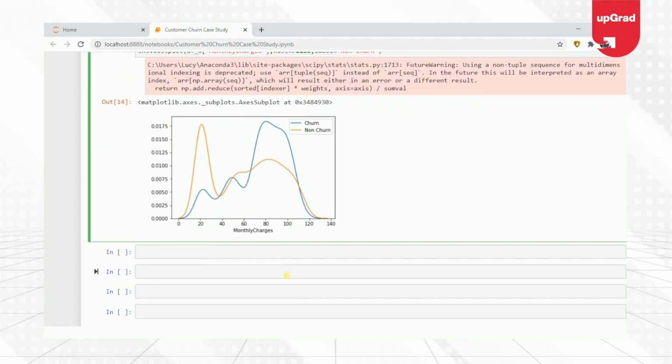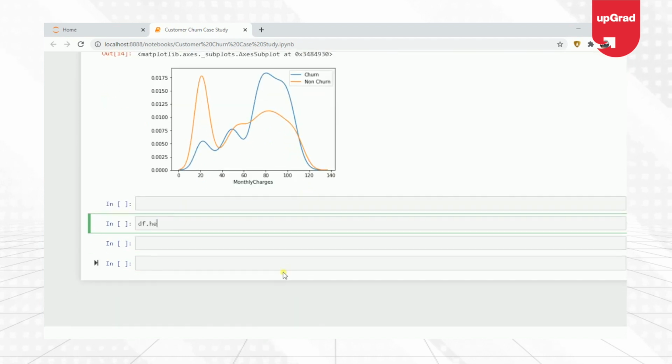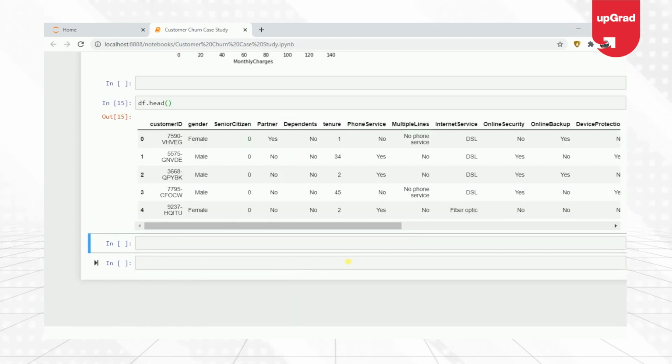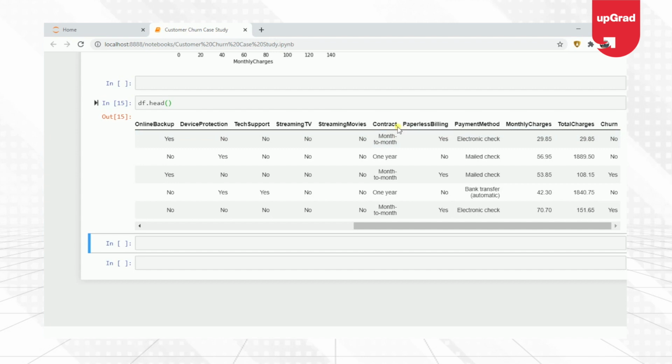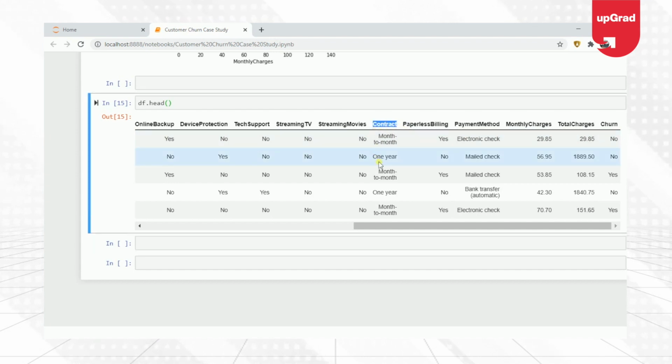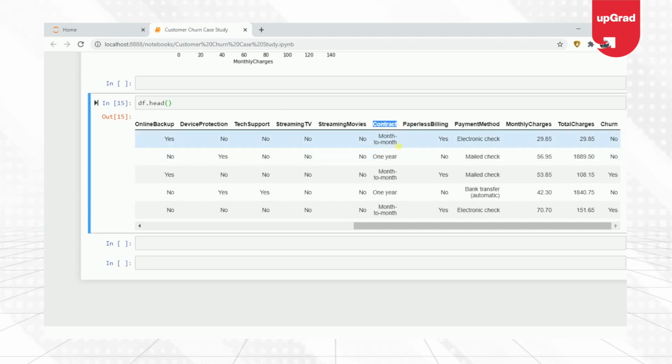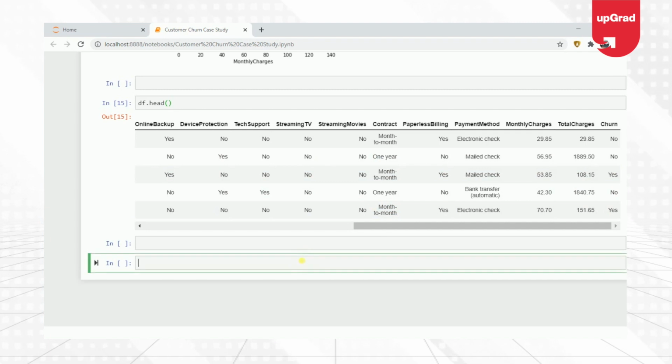Let us look at another example, and in this example we'll try to understand the customer's behavior based on their contract type. So here we have a column called contract, and here we have some values. What kind of contract people are having with the company, whether it is month to month, 1 year, or 2 year. So let us write the code here.